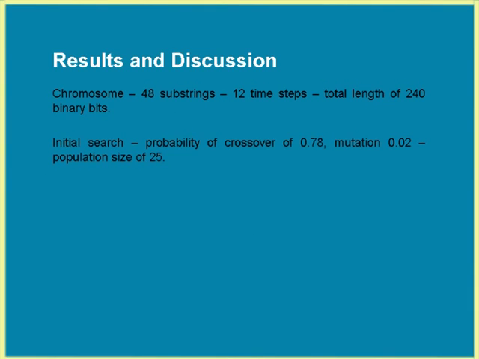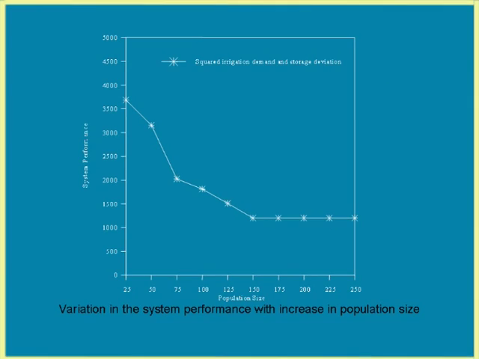Since we had experience that for a single reservoir system the optimal probability of crossover is 0.78, here in the initial population itself we started with a probability of crossover of 0.78 and a population of 25, right? And this is how my system performance varies. There is a drastic reduction from 3500 to a lower value.